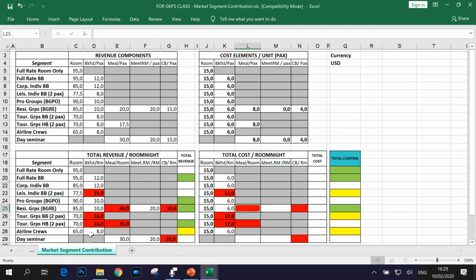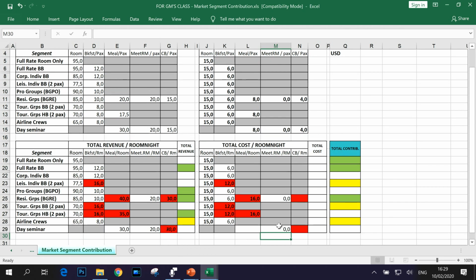Now for lunch or dinner, $8 is the cost, and the residential group will have 2 meals, right? That's why the revenue was double here. So the cost should be counted 2 times. 8 times 2 equals $16. Tour group half board, we have only 1 lunch or dinner, but because it's for 2 pax, the cost should also be double from 8. So it should be $16. Meeting cost should still be 0. Here 0. And day seminar, the cost should be 8.